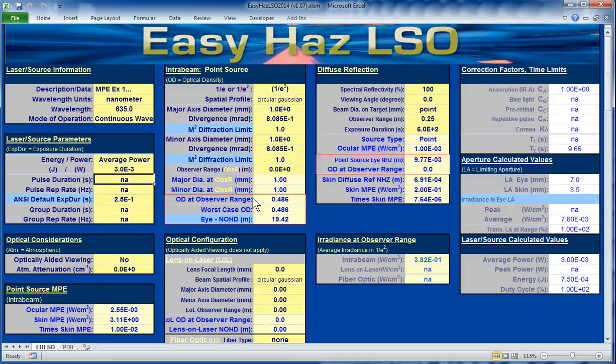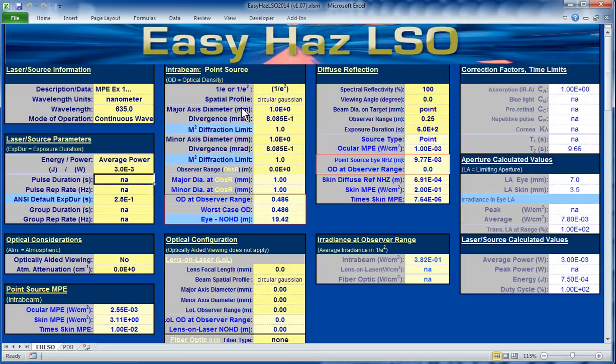It is also calculated based on the observer range, which is right here, which we have set to 0. So for a small beam set at the aperture of the laser, technically it's the waist of the laser, but for industrial units and what we're talking about right now, we'll say the aperture of the laser. The observer is sitting right at the aperture of the laser, has the eye right up against the aperture of the laser. And for small beams, when we have 100% transmission at the observer range, the OD at observer range and worst case OD will be the same.